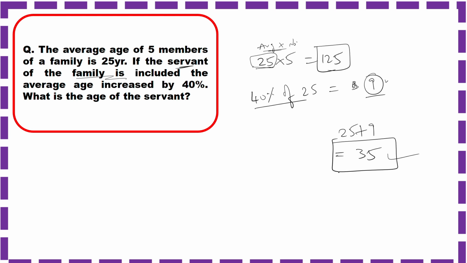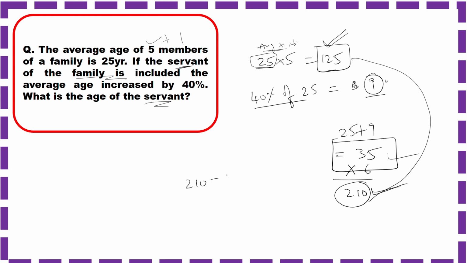Now the total age of the family is 35 into, how many persons are there now? 5 plus the servant, 6. So 35 into 6, that is equal to 210. Before adding the servant, the total age of the family was 125. After adding, the total age is 210. So here we had 5 members in the family, here we have 6 members. If you just take the difference, we get the age of the servant. So 210 minus 125 is equal to 85. So 85 is the age of the servant.